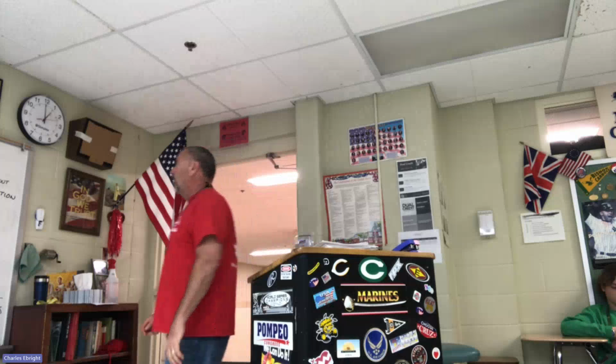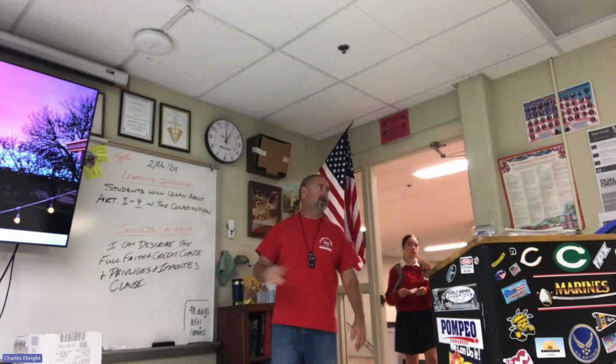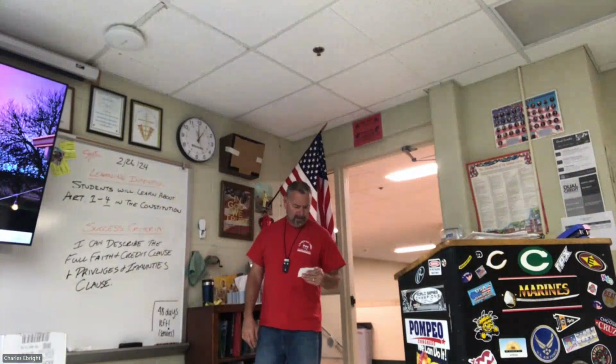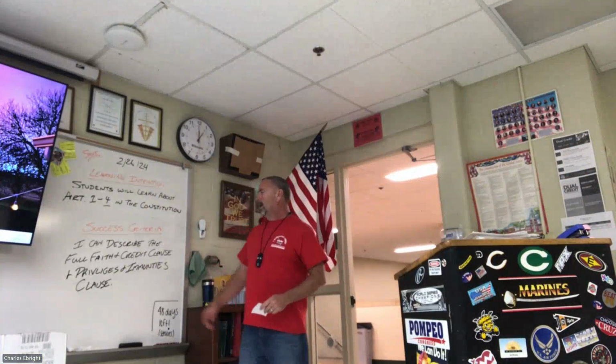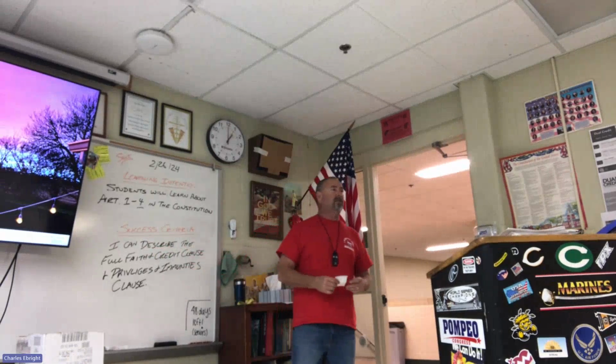Now, if you have not read your learning intentions today, they say students will learn about Article 1 through 4, with 4 being underlined in the Constitution. Then you ask yourself, I can describe the full faith and credit clause and the privileges and immunity clause in Article 4 of the Constitution. I can explain those on the test. What does that mean? Explain. Write about. So this is something you're going to be writing about on the test.